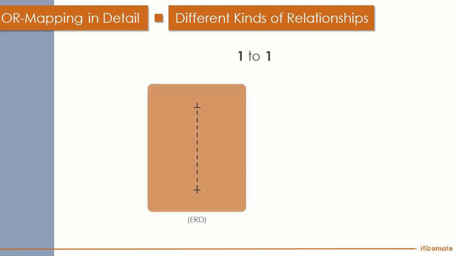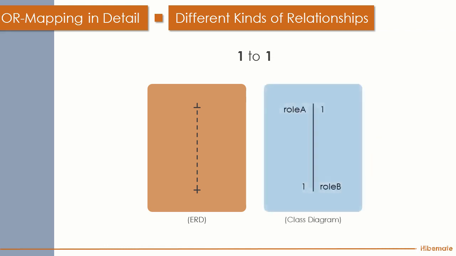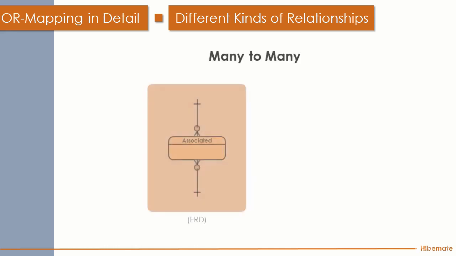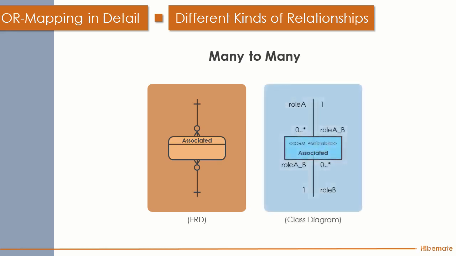If you have a one-to-one relationship, it's straightforward. In the class diagram, that will be a one-to-one association. If you have a many-to-many relationship, we have an associative table in between. Then we will have the associative class, which represents the middle objects.